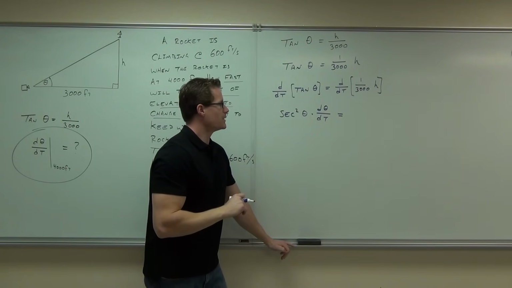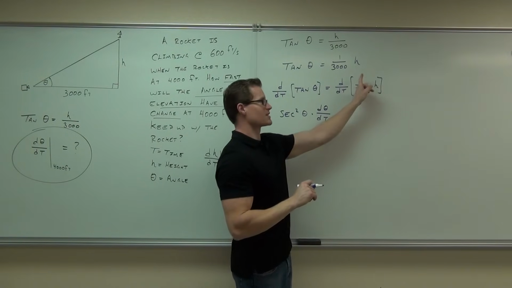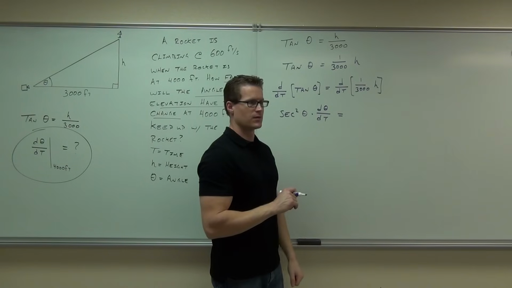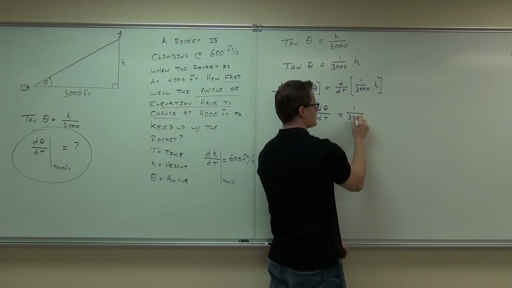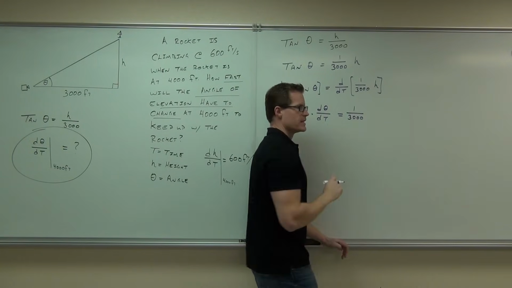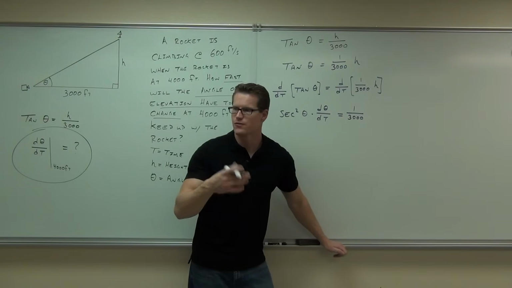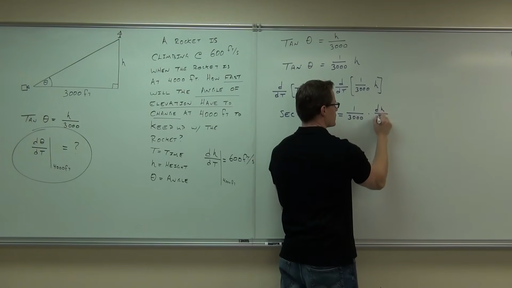All right. Now, other side. What is 1/3,000th h when I take a derivative of that? The constant's there still. Good. Why dh dt? Because it's in respect to time. Okay, so h is a function in terms of time, so you absolutely must have a dh dt.